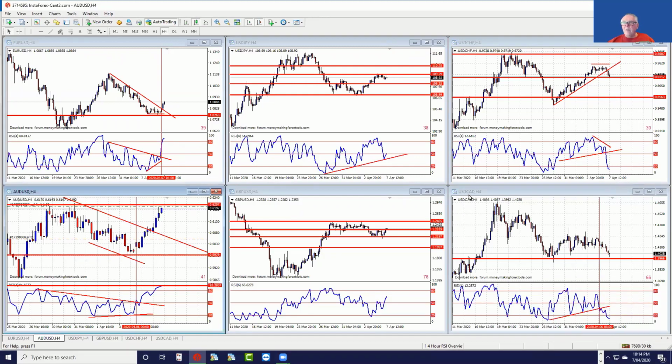The same thing here with the CAD. Also broken out of its consolidation over there, but it's already extremely oversold. So I'm not quite sure if those have got the go to go any further, but I'm certainly happy about the trade that I've put on.